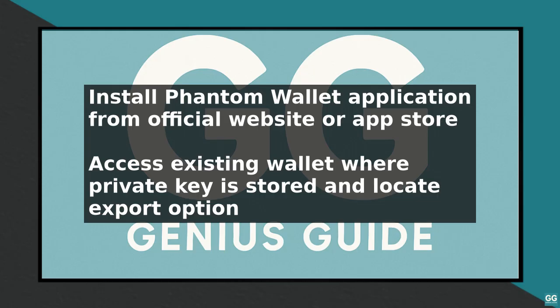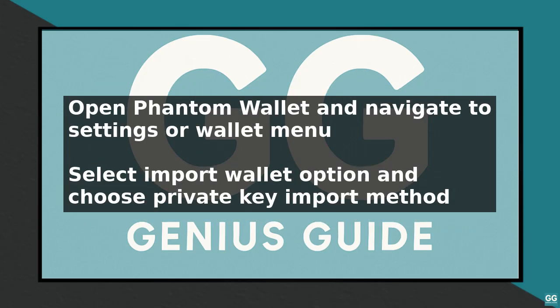You will then be prompted to enter your private key. Carefully type in the key, making sure to enter it exactly as it appears in your existing wallet. If your private key is represented as a QR code, you may have the option to scan it using your device's camera. After entering your private key, you will be asked to create a new password for your Phantom wallet.